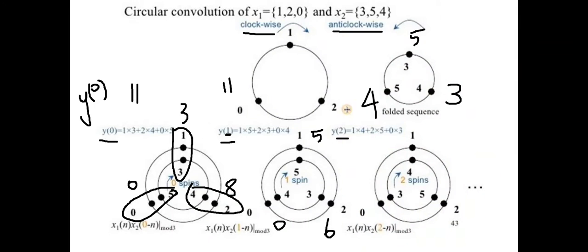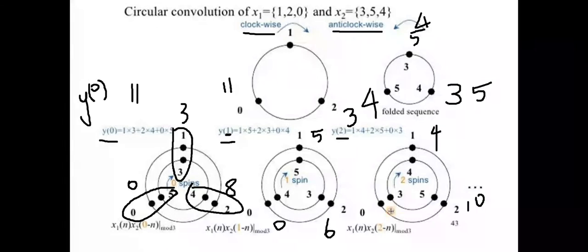So 3 will move here. 3, 4 and 5. Actually we have to mark 3, 5, 4, but for your understanding, I am just marking 3, 4, 5. It's just shifting from here to here. So this is a circular convolution. So we are going to get 4 into 1 is 4, 5 into 2 is 10, 3 into 0 is 0. So 4 plus 10 is 14.